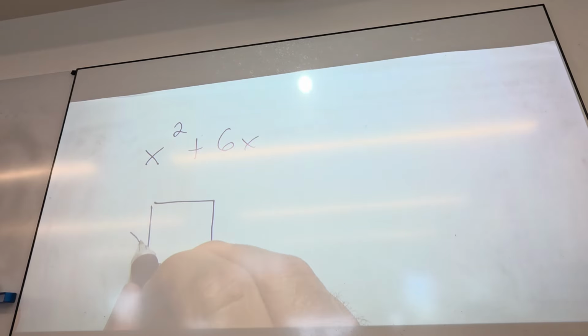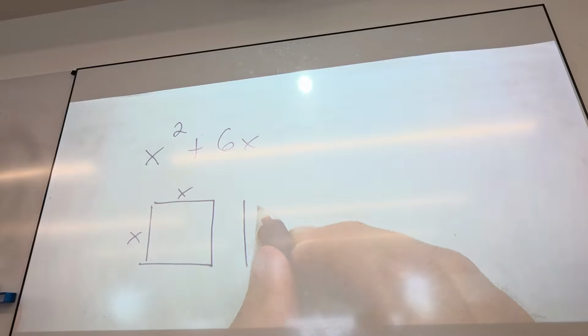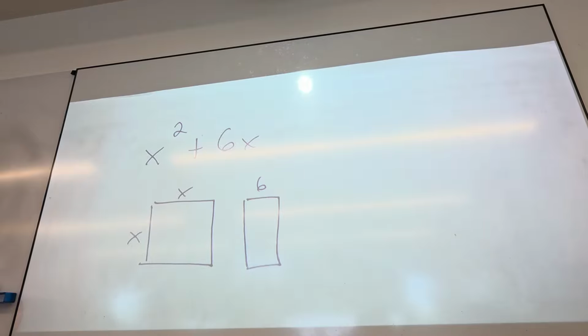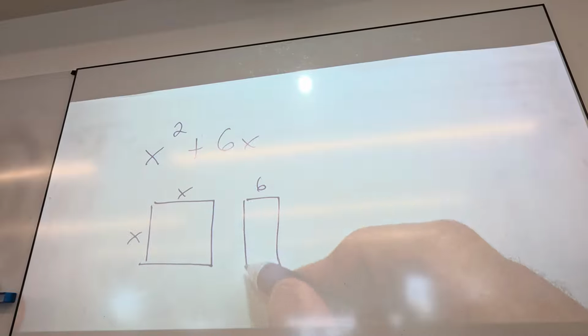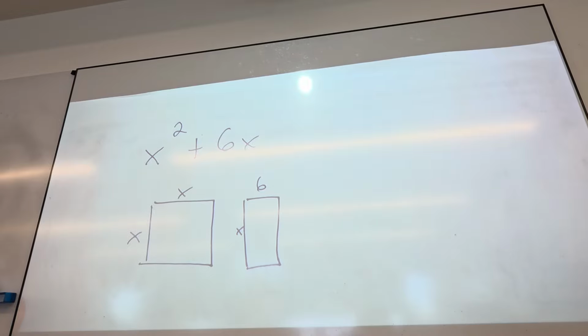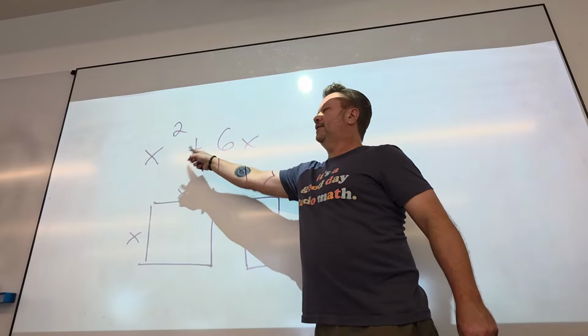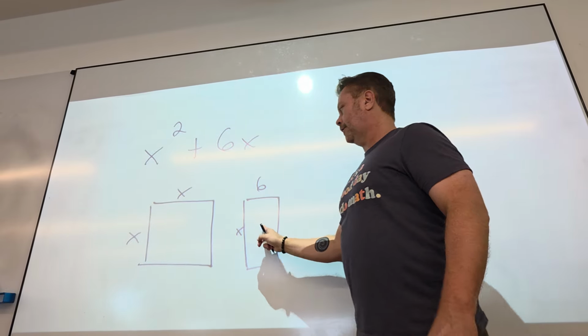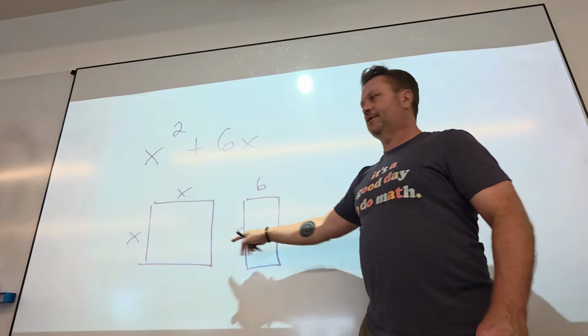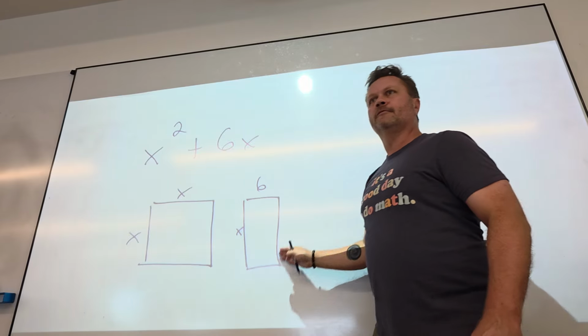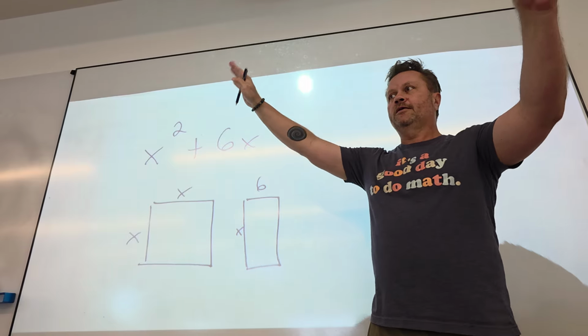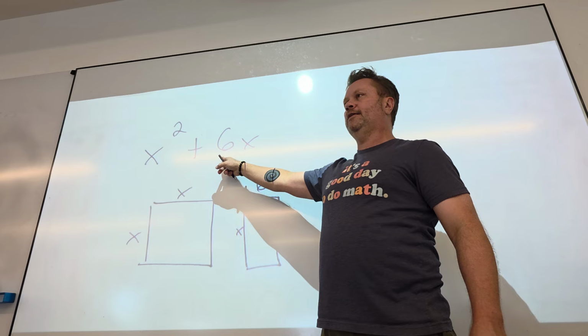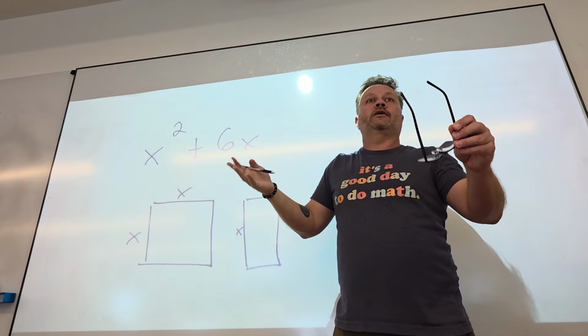Does everybody agree that this is x squared? Would everybody agree that this is 6x? Because how long is this side from what I've drawn here? Is everybody with me? So this is a visual way to think about this expression. What's the total area here? What's the area of this rectangle? 6x. So what's the total area here? X squared plus 6x. Beautiful. You guys with me? So that is a visual representation of this expression. Something you don't get to see too often.